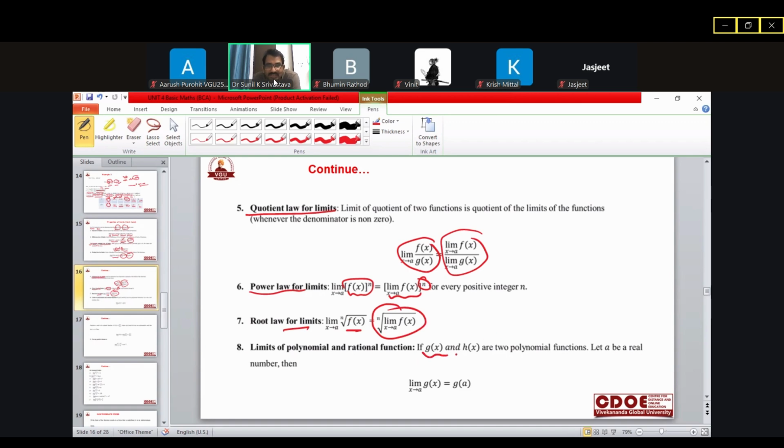We have g of x and h of x as two polynomial functions. The limit of x tends to a of g of x is equal to the value of the function at that point. This is the expression for the results.